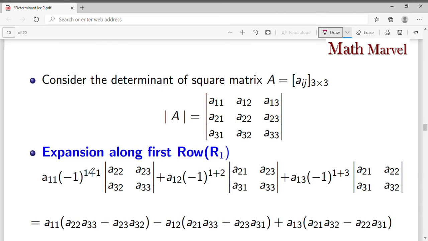First we discuss expansion along the first row R1. So here we consider this first row. Okay. Using this row, find the value of the determinant. So how can we find the value?